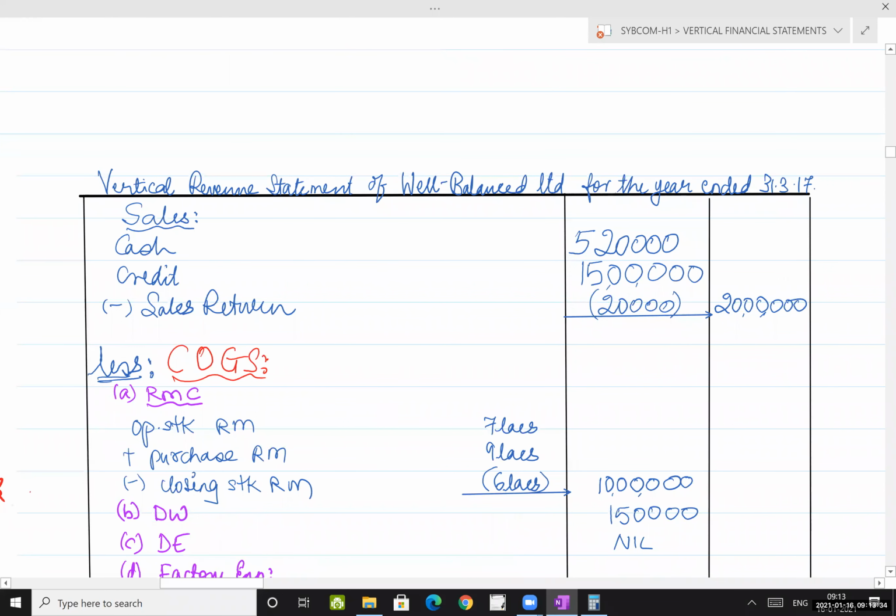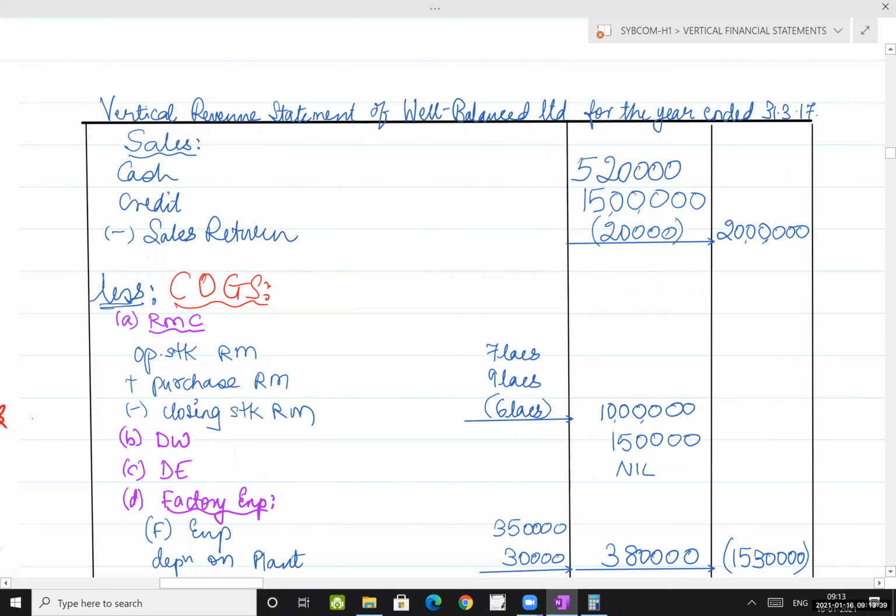So this is for the first time we are doing a P&L account in the vertical form. Okay. I told you the logic behind. Yeah, sales minus COGS is profit. So that's the logic on which the vertical revenue statement is prepared. Okay, so we'll start with sales. You have cash sales 5 lakh 20, credit sales 15 lakhs, and sales return 20,000.